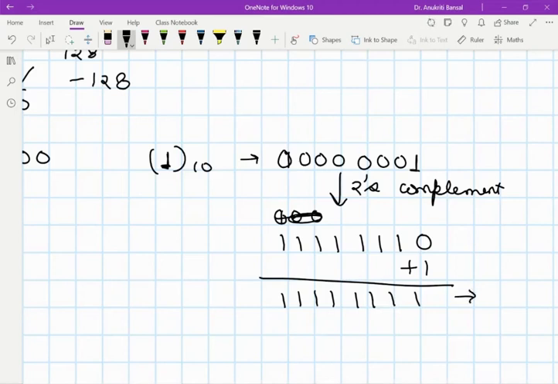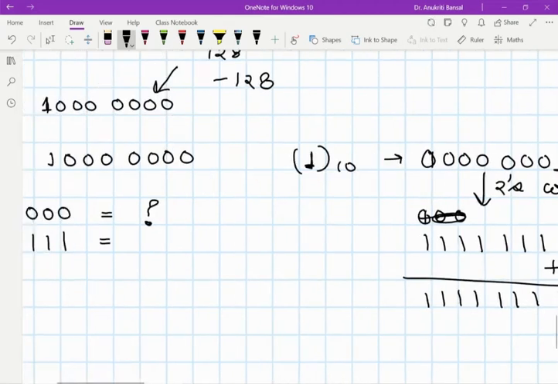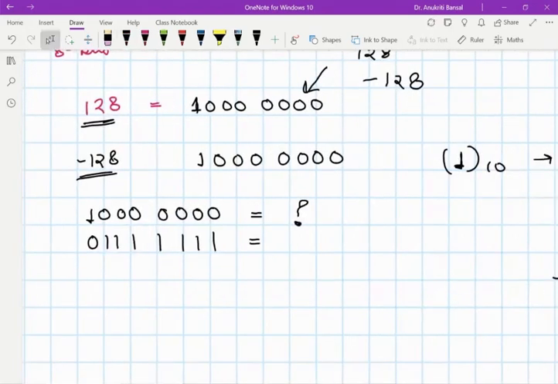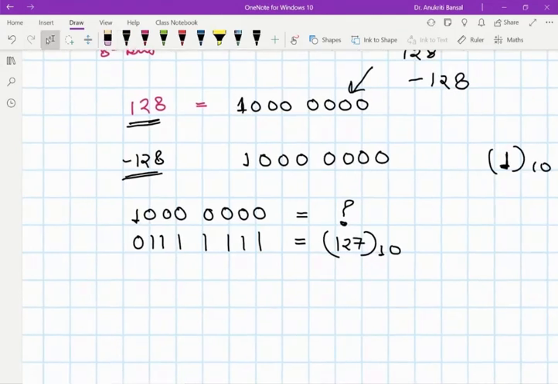So this is my minus 1. Okay. You can find out that this is the representation of 127, the binary equivalent of 127. Minus 1 का क्या है? All 1.